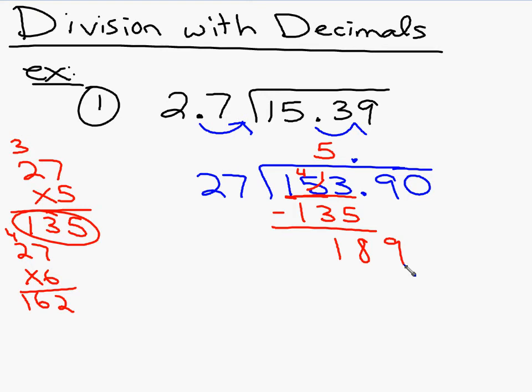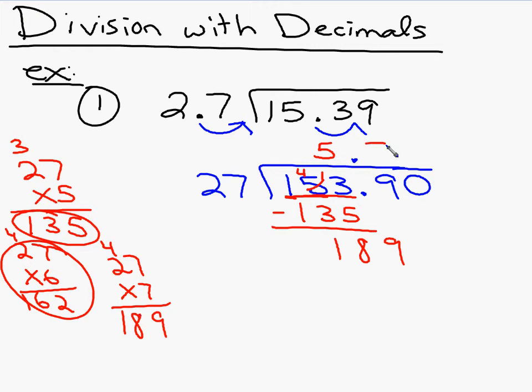And now we see how many times will 27 go into 189. Well, I had tried 6 times right here and got 162. Let's try 7 times. 7 times 7 is 49. Carry a 4. 7 times 2 is 14 plus 4 is 18, so 189. So it goes in exactly 7 times. And you must put the 189 down here and subtract to prove that. So your answer is 5.7.